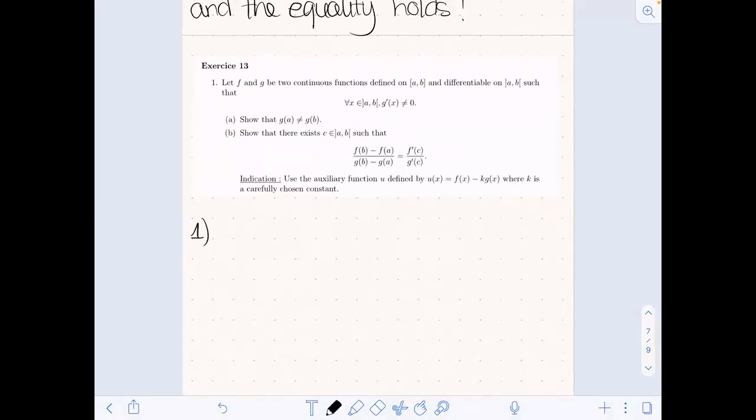So if we have a look at our functions, we've got f and g, two continuous functions on [a,b], differentiable.